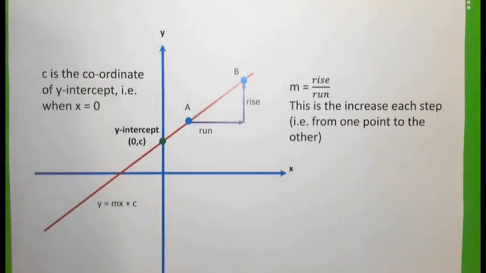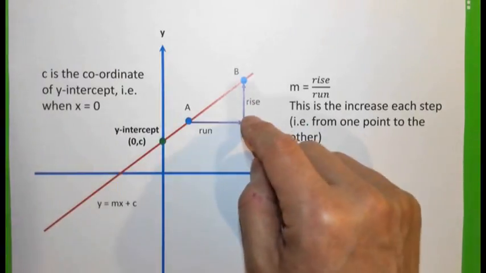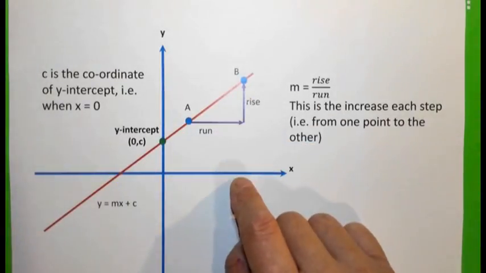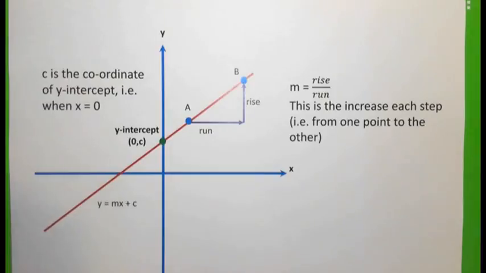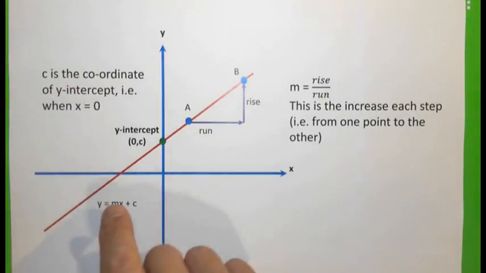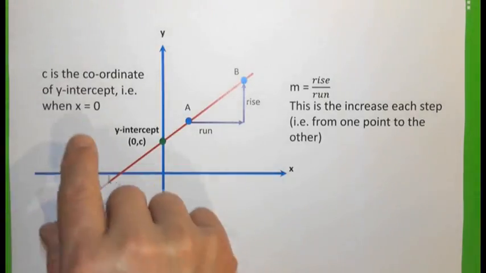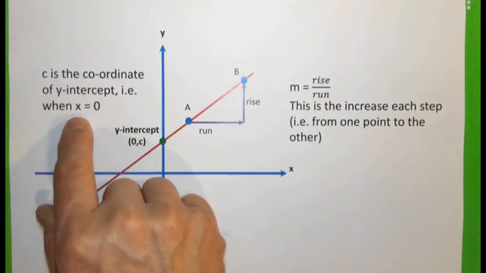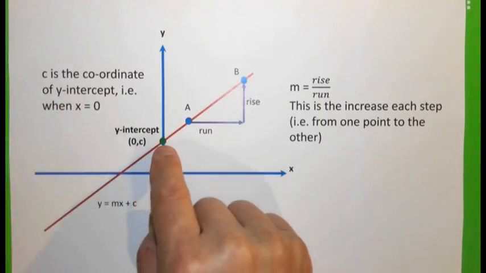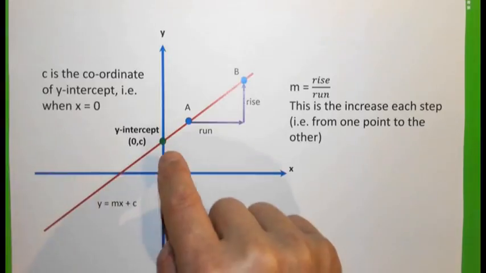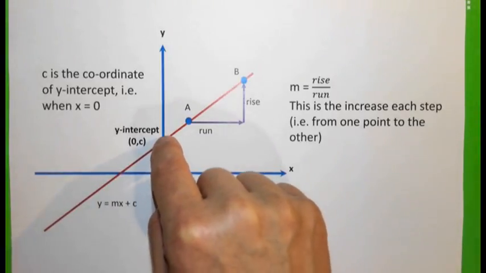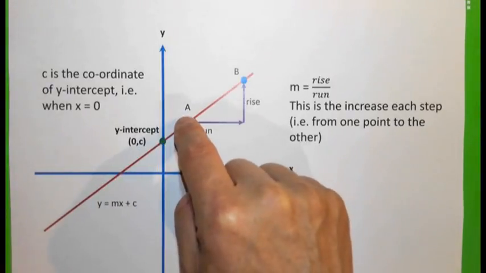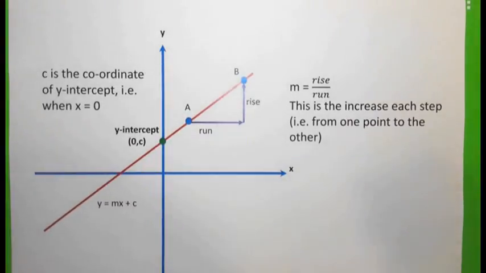If it is negative, instead of rise, it's actually a drop. Now, the other information given is c. c is the y-intercept, which is when x equals 0. So once we know the y-intercept, we can work out one point and then the other point based on the rise over run. Let's have a look at some examples.